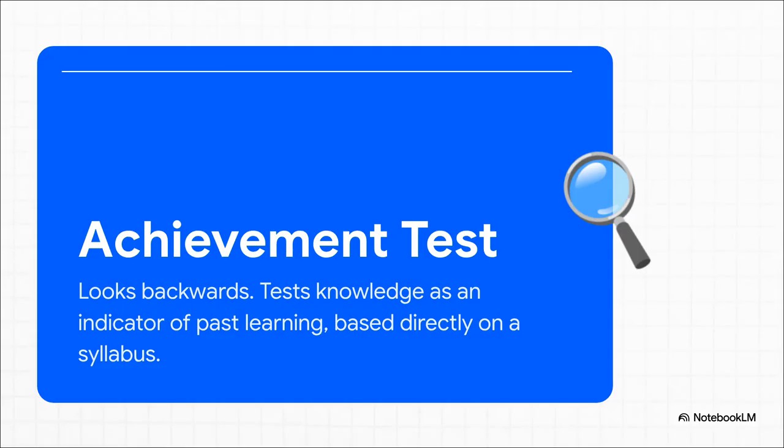First up is the one we all know from school, the achievement test. This test is all about looking backward. Its one and only job is to measure how well you learned the stuff that was covered in a specific class or from a specific textbook. You know, like that final exam in your high school French class.